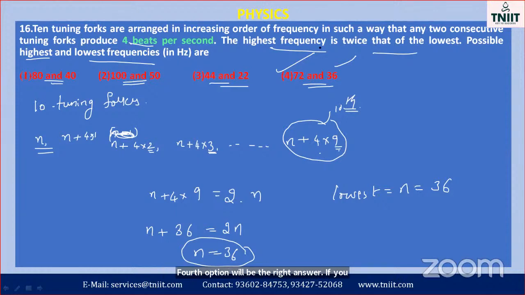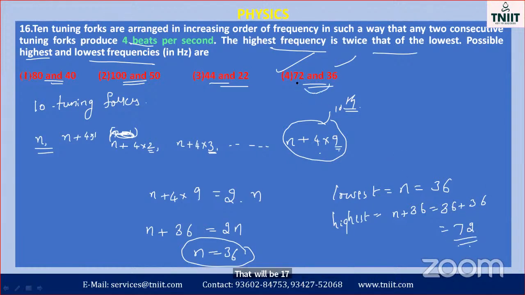If you want to find the highest frequency, you can use this. Highest frequency is n plus 36, that is 36 plus 36, which will be 72. Twice, no? Double of this.